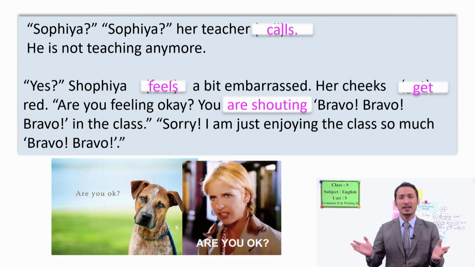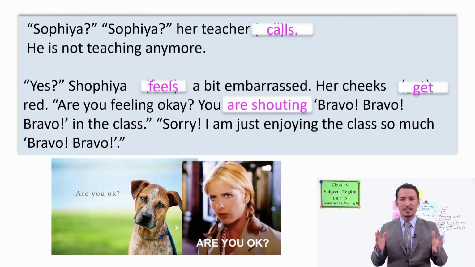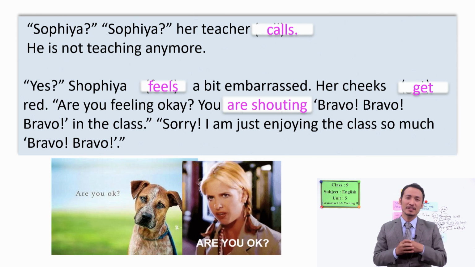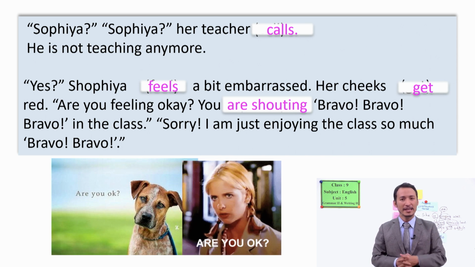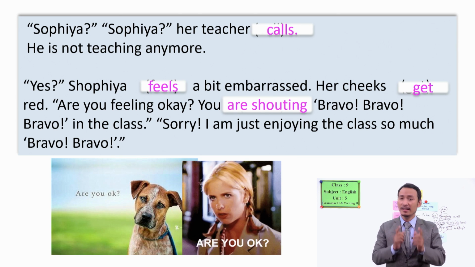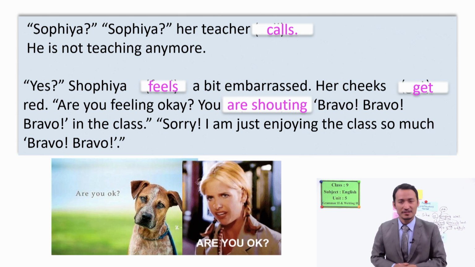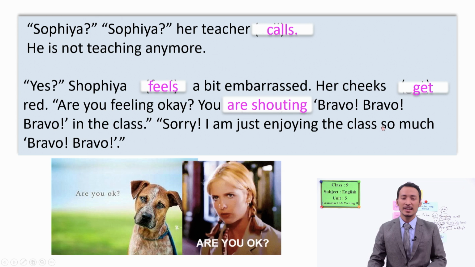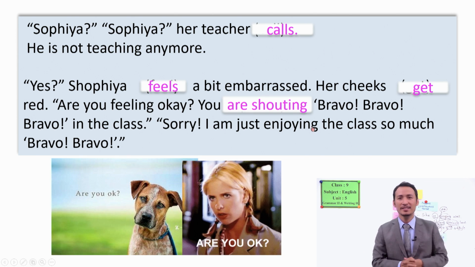Yes, to dream or to think about something which is not actually happening, but you wish to happen in your life. Here Sophia is imagining her dance in front of people, and she is daydreaming in the class. And here, she says bravo, bravo, and the teacher is surprised and asks her what happened, and she says, I like your class, so I'm saying bravo, bravo. That's the funny ending, right?